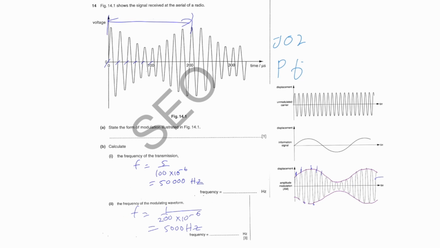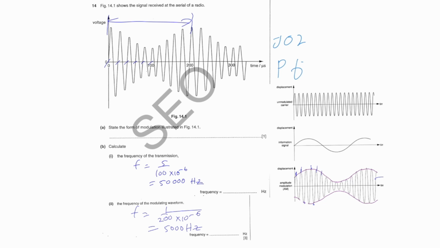Now what about the frequency of the modulating waveform? Now what is the modulating waveform referring to? Now this is called the carrier wave, this is called the information signal. So the information signal will modulate the carrier wave. So this is called the modulating waveform. That means the frequency of the information signal which they want here.